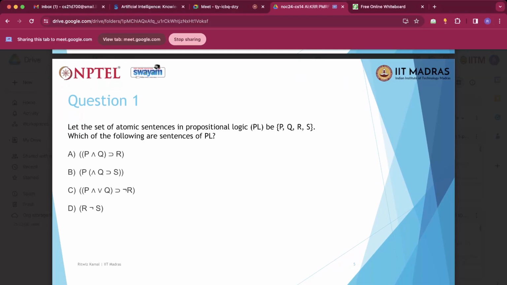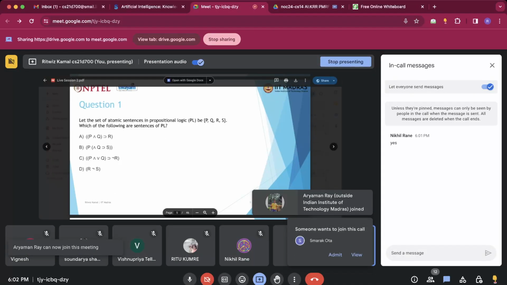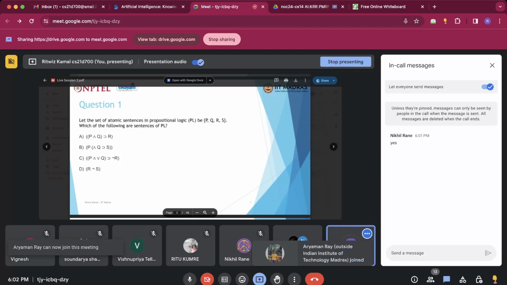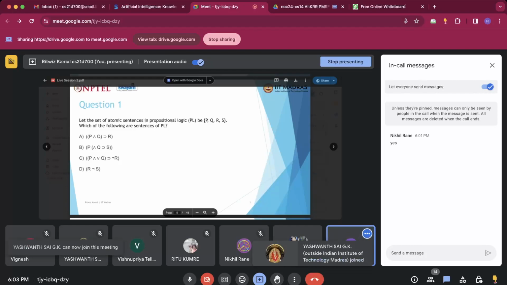This is the first question for you. Let the set of atomic sentences in propositional logic be P, Q, R, and S. You are given a set of 4 atomic sentences, and you have to decide which of the following 4 options are sentences of propositional logic. This is a conceptual question based on what you might remember from the course videos about what a sentence in PL is. I'll give you a couple of minutes and then we can discuss the solution.